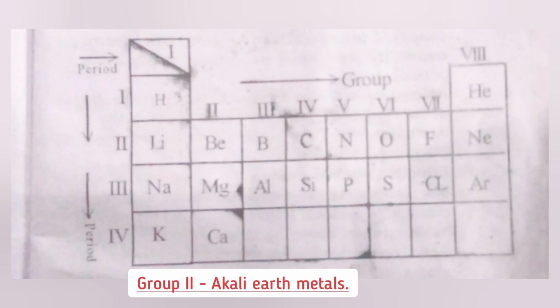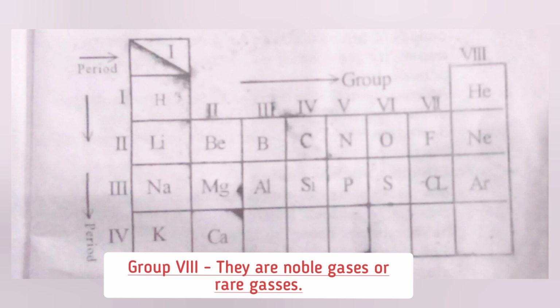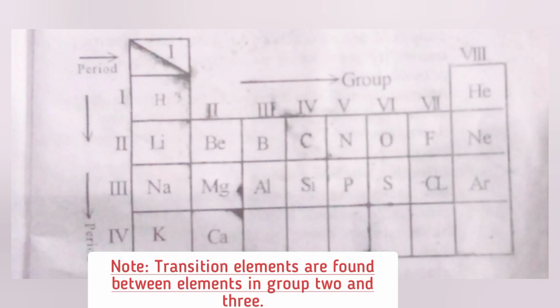So this photo is not that clear, but group 1 are the alkali metals except hydrogen. Group 2, alkaline earth metals. Then group 7, they are halogens or salt formers. Then group 8, they are noble gases or rare gases. Note, transition elements, or transition metals, are found between elements in group 2 and 3.